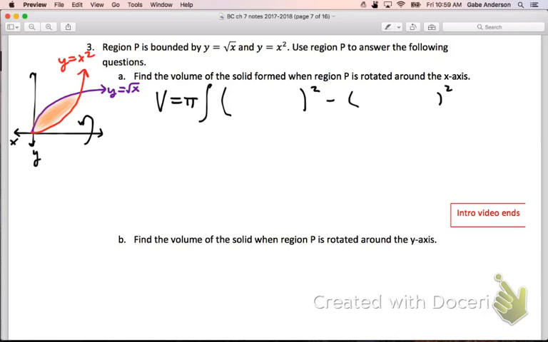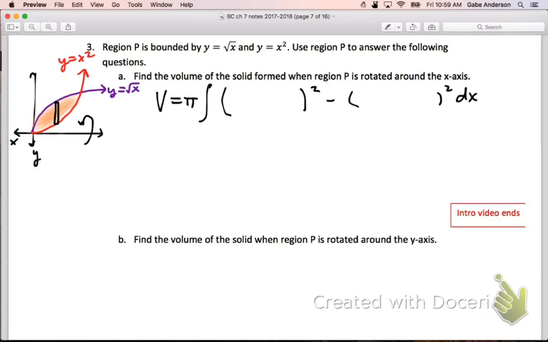We're rotating around the x-axis, so we want our representative washer to be perpendicular to the axis of rotation. So it's going to be a tall, skinny representative rectangle, making it dx thick. So I'm going to put a dx on the end of this.